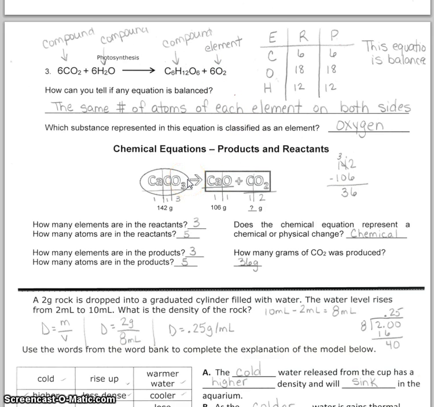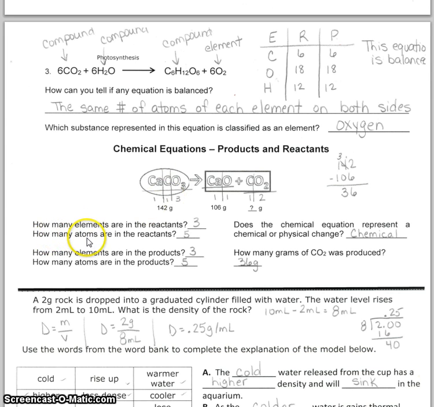Moving down to the next section, chemical equations, products and reactants. We have the same formula that we saw on our Wix. The calcium carbonate produces calcium oxide plus carbon dioxide. How many elements are in the reactants? Elements: calcium, carbon, oxygen. There are 3 elements in the reactants.